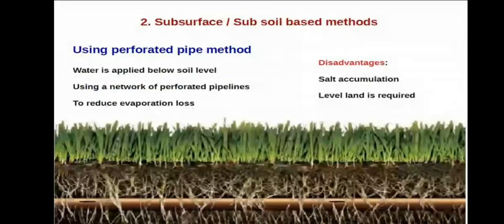Next, the perforated pipe method. This is not a popular method because of salt accumulation in the soil. Water is applied below soil level using a network of perforated pipelines to reduce evaporation loss. This is the only advantage, to reduce evaporation loss. What are the disadvantages? Level land is compulsorily required. Salt accumulation is the main disadvantage of using perforated pipeline.